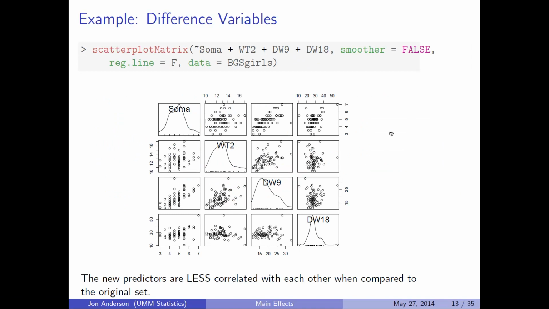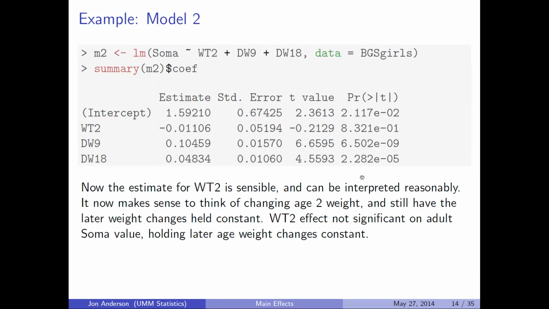Here's a scatterplot matrix of what I'm talking about. So instead of weight at age 2, 9, and 18, we'll have weight at age 2, the increase in weight from 2 to 9, and the increase in weight from 9 to 18. And if you compare to what this looked like on the previous scatter plot, you'll see that these, particularly these two scatter plots, are much less positively correlated with each other. And this is going to improve our estimation and interpretation.